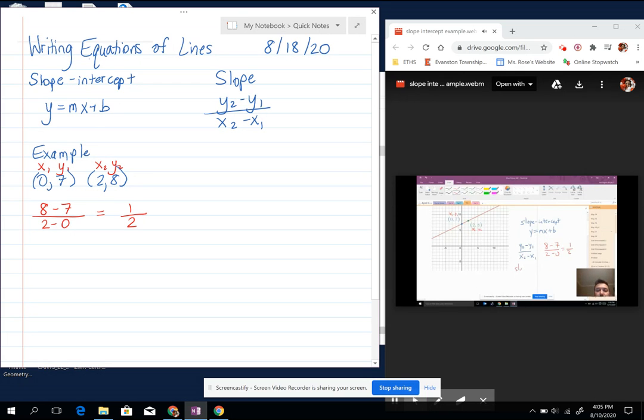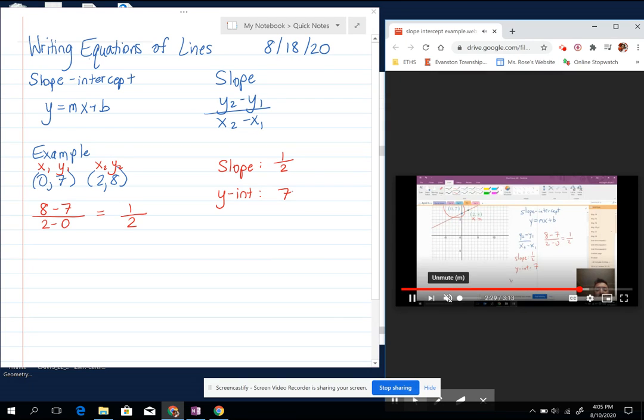So slope is 1 half. So I'm going to write that down too. My y-intercept is going to be the point that has an x value of 0. So in this case, that's 7. So now that I know my slope and my y-intercept, I would just plug this into the equation.